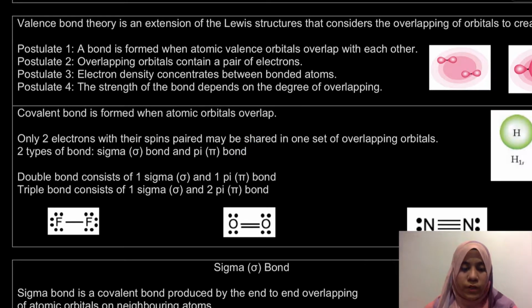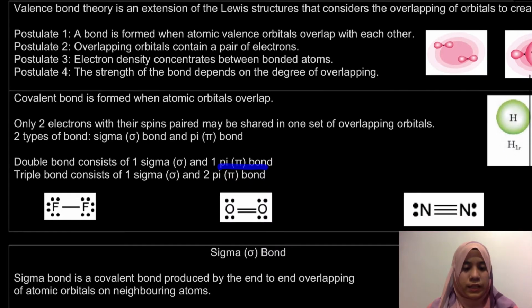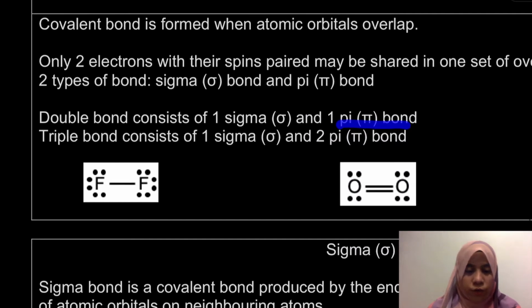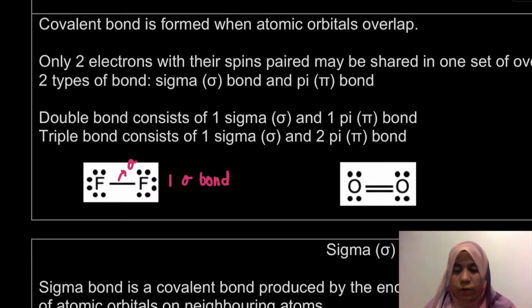As I have mentioned before, the first ever covalent bond between atoms is what we call a sigma bond. Any subsequent bonds we call pi bonds. For example, fluorine has only one single bond, so this is what we call a sigma bond. For fluorine, we have one sigma bond. This is the symbol for one sigma bond.